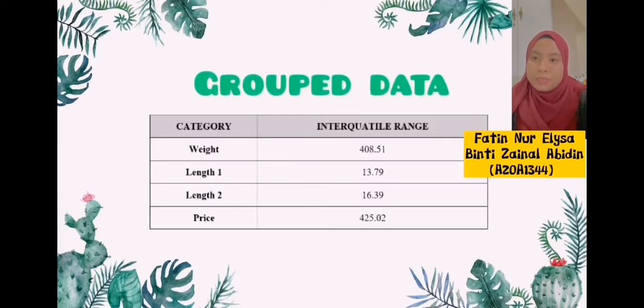Next, for grouped data, interquartile range for weight is 408.51. Interquartile range for grouped data for length 1 is 13.79. Interquartile range for length 2 is 16.39. And interquartile range for price is 425.02.